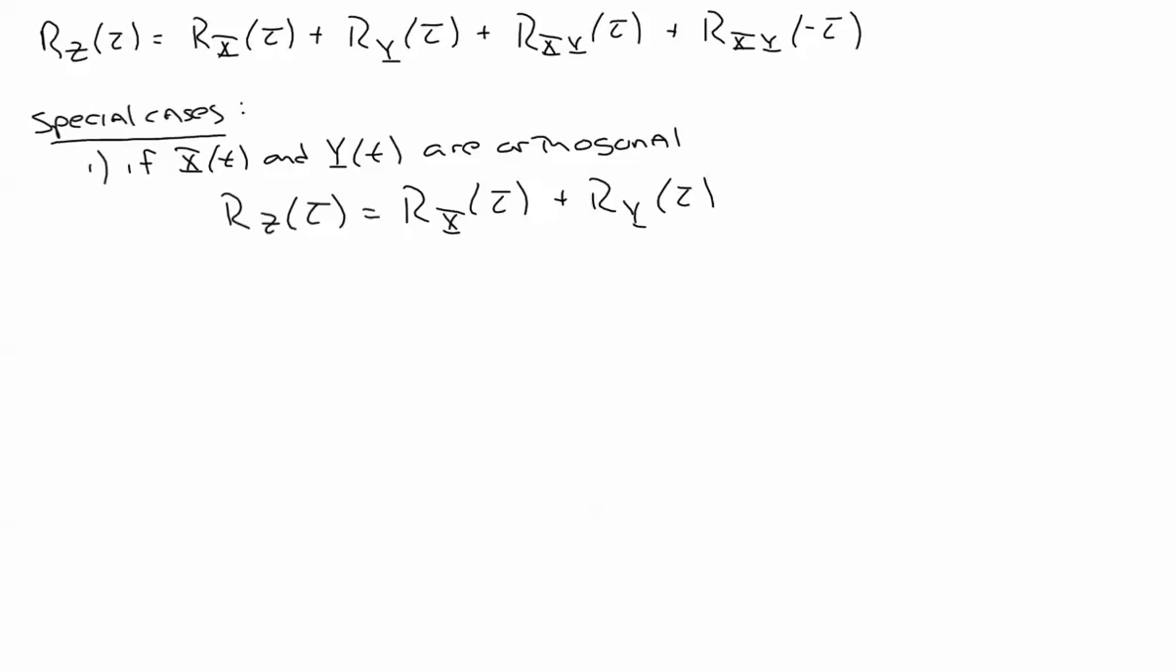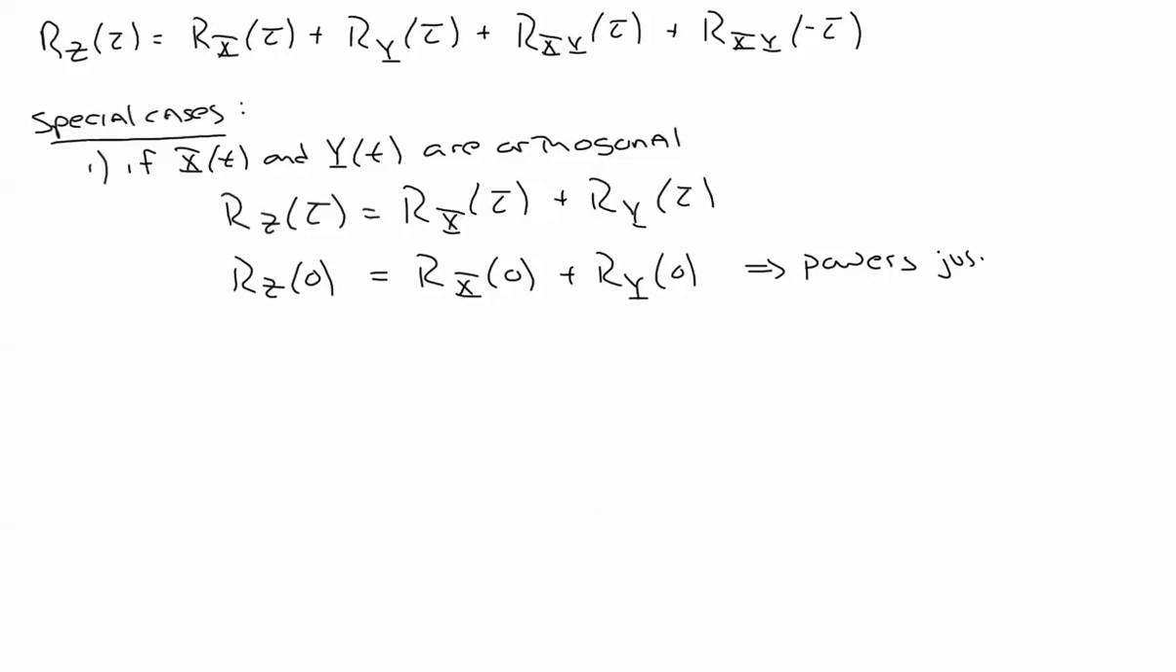Moreover, the normalized power in the random process at the output is just the normalized power in x plus the normalized power in y. Powers just add. Okay? The powers just add. If x and y are orthogonal, this gives us what we call a completely incoherent process.